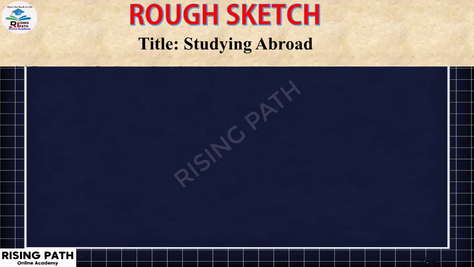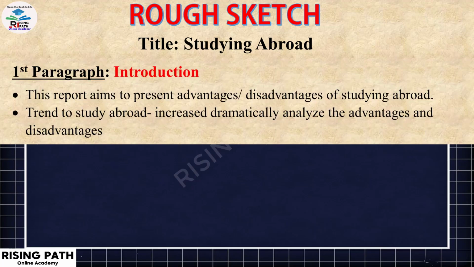Now we have the rough sketch to write the report as we have read the two texts and we have underlined the points. First is the title or the heading, and that is studying abroad. Then you can have the first paragraph. It's going to be the introductory paragraph. Here you are going to begin your report to describe the report. This report aims to present the advantages and disadvantages. This rough sketch is written in the form of short sentences and phrases. These are not complete sentences.